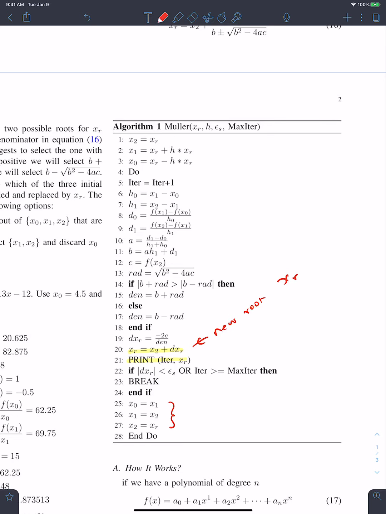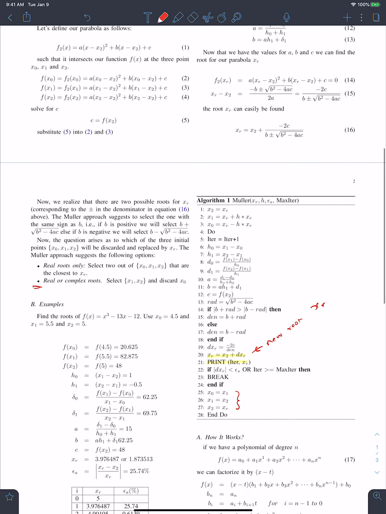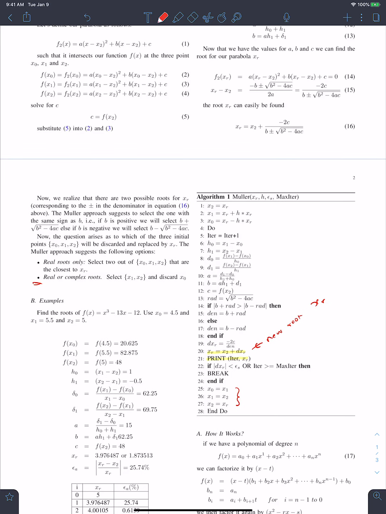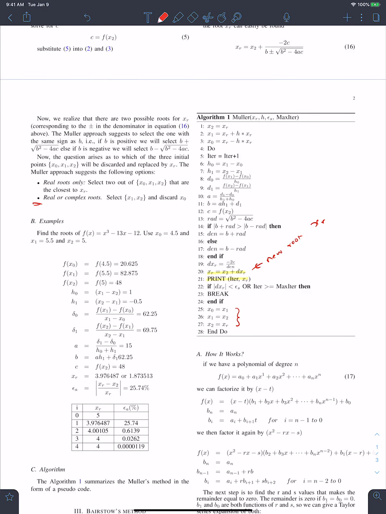So this is the one that corresponds to the second approach here, the complex method. But you can always change this algorithm just for real roots. This one assumes complex roots. And so that's it. That's the algorithm for Muller's method.